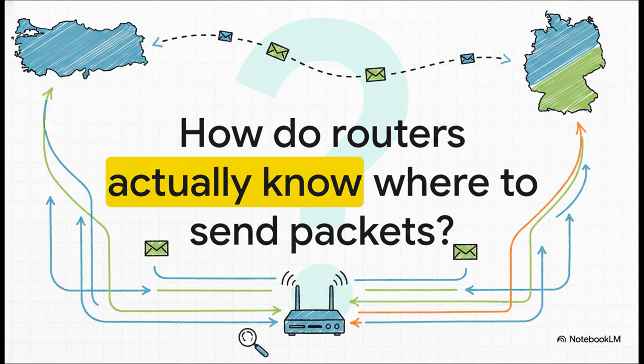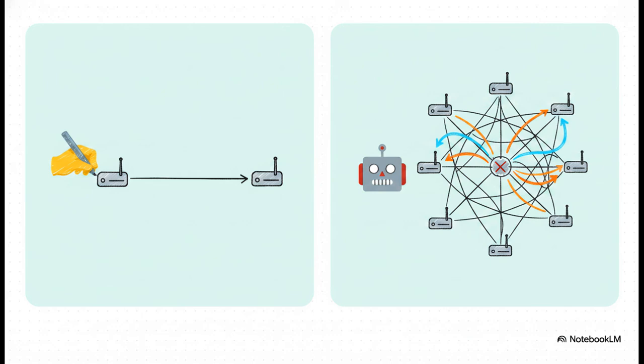Exam question 3. How do routers actually know where to send the packets? I mean, a router isn't psychic. When a packet arrives from Turkey trying to reach a server in Germany, how does it magically know the shortest path? The secret is all in the routing tables.